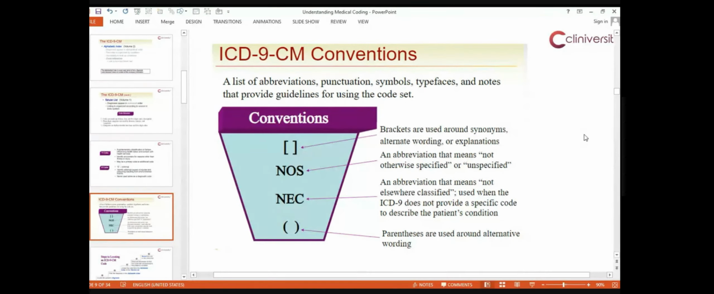So next is parentheses. These are used around alternative wording. For any word, if any alternative wording is there, parentheses will be provided around that word.